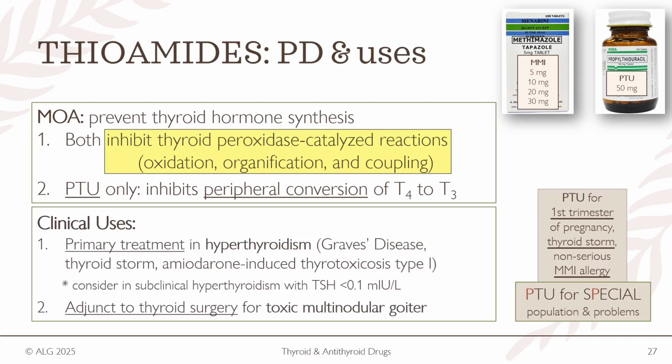Thioamides are used as primary treatment in hyperthyroidism, most commonly due to Graves' disease, and in thyroid storm. Thioamides are also used as adjunct to thyroid surgery for toxic multinodular goiter.